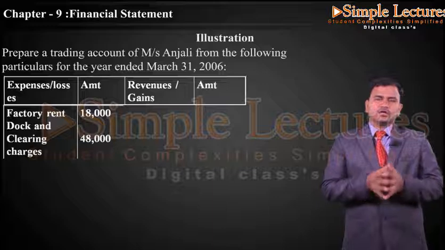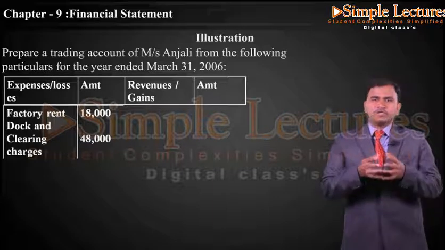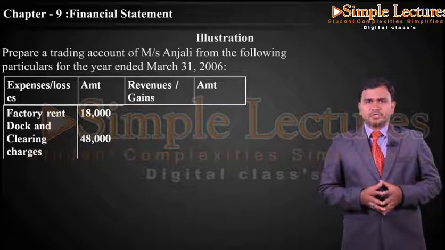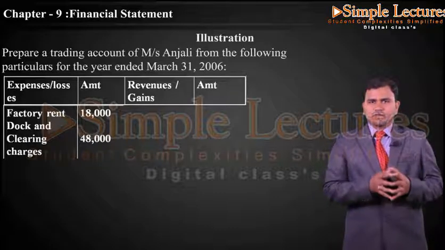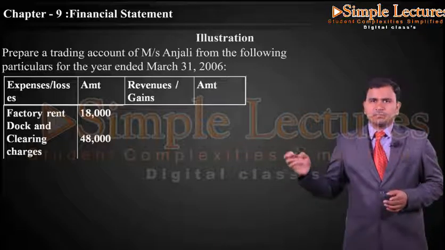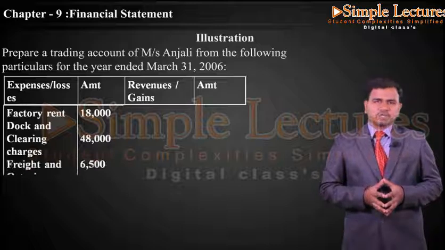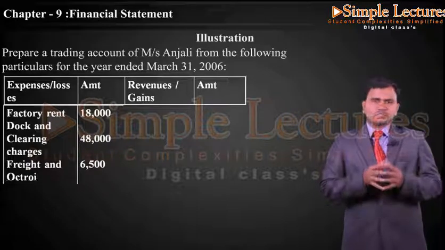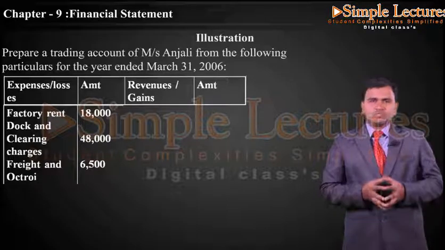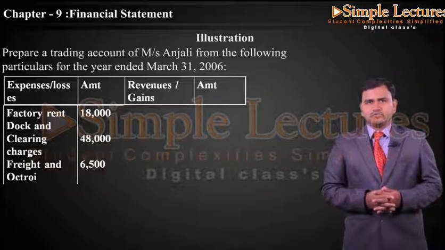So when coming to the dock and clearing charges, it is nothing but the taxes which are paid when coming to the purchasing of raw material. It is related to the factory, so it will be considered here. Dock and clearing charges in the amount column 48,000. Then we have freight and octroi. Again it is a tax which is paid on the boundaries of the state. Again freight and octroi 6,500.